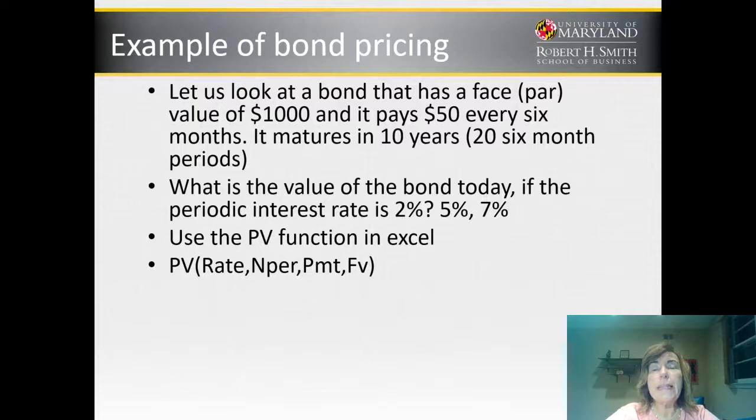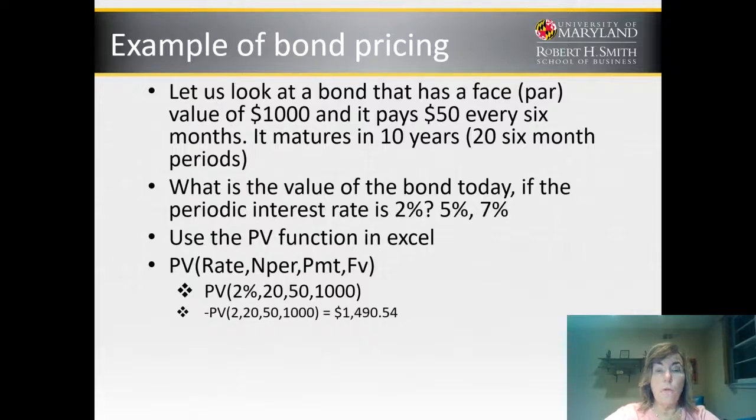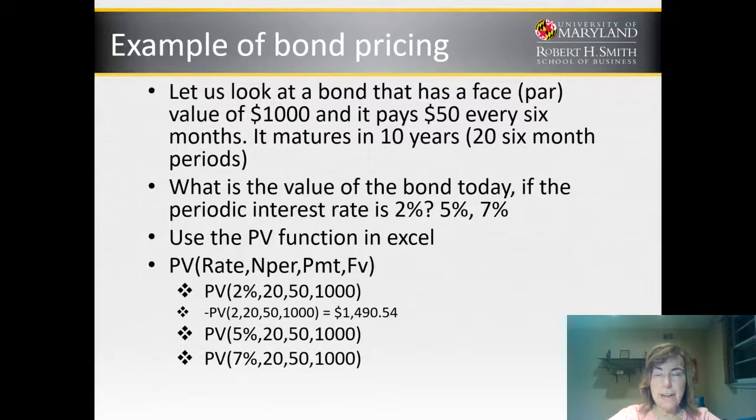The periodic rate is every 6-month rate. The annual rates would be 4, 10, and 14. So here at 2%, it's the present value of 2%, 20 periods, 50, and 1,000. And that works out to be $1,490.54. That's what you would pay for this bond if interest rates are at 2% every 6 months. Notice you're paying above the face value of 1,000. If we're looking at 5%, you're going to find the value is 1,000, and at 7%, you're going to want to pay less than 1,000 in order to earn that 7%.